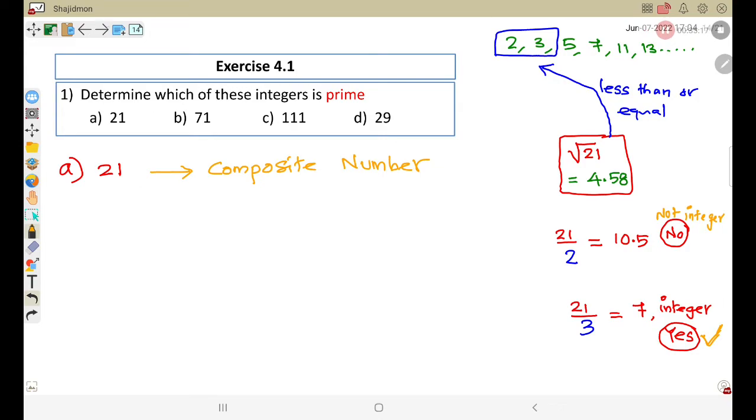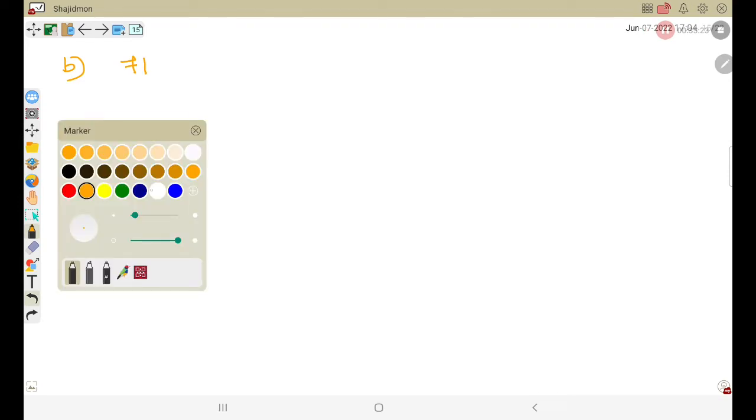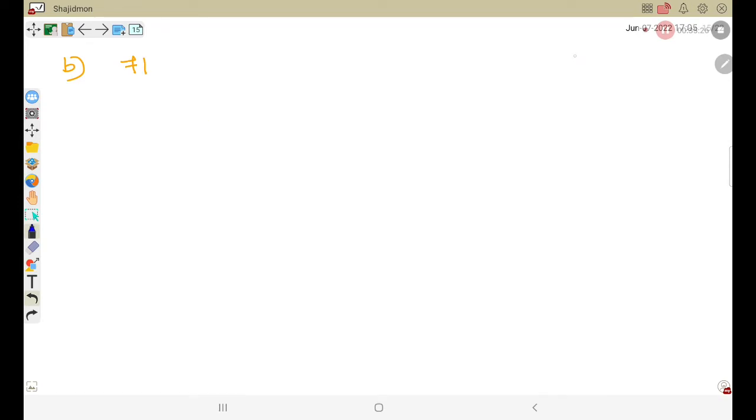Now we will go to the second part, question B, where the number is 71. I will check here. First, as I said, check root 71 in the calculator. What is root 71? You can get approximately 8.42.